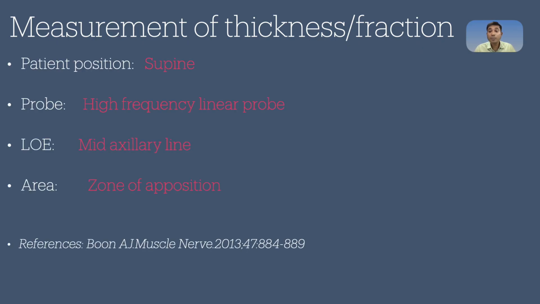Okay, now coming back to the second technique, that is measurement of the thickening fraction of the diaphragm. Right, so patient position should be supine, and you can choose the high frequency linear probe. In the mid axillary line, in the zone of apposition, the probe should be put. So what is the zone of apposition? It is the area where the diaphragm meets the ribs.